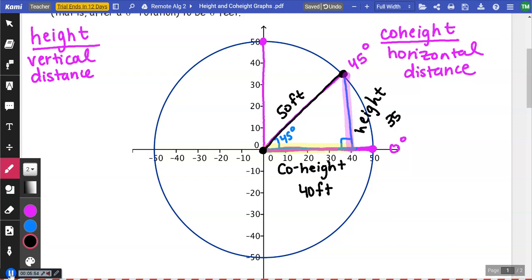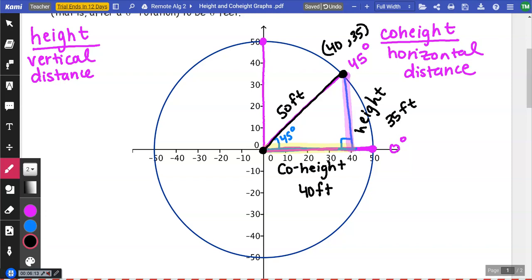The height is 35 feet. Okay. So if you think about this point right here, and its x and y values, what would the x value of this point be? Wouldn't the x value of this point be 40, and the y value be 35?